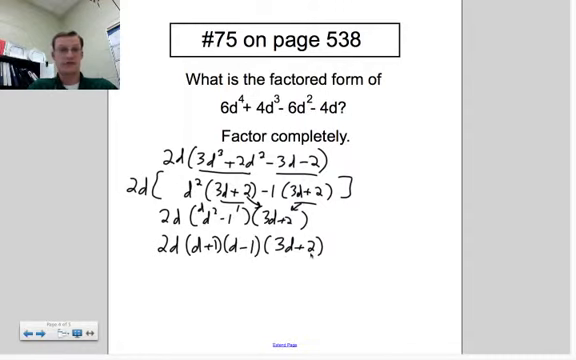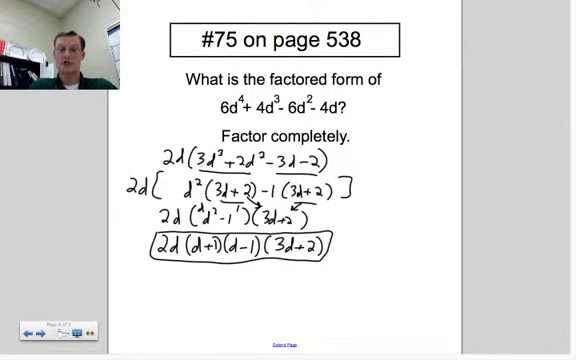Is there a GCF? No. Difference of 2 squares? No, it's addition. GCF? No. Difference of 2 squares? Well, this is a square, but that's not. GCF? No. Difference of 2 squares? No. And this is not going to be factorable again. So this is my final answer.